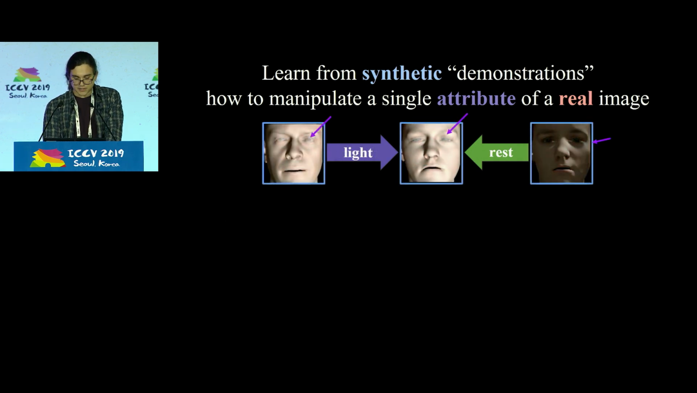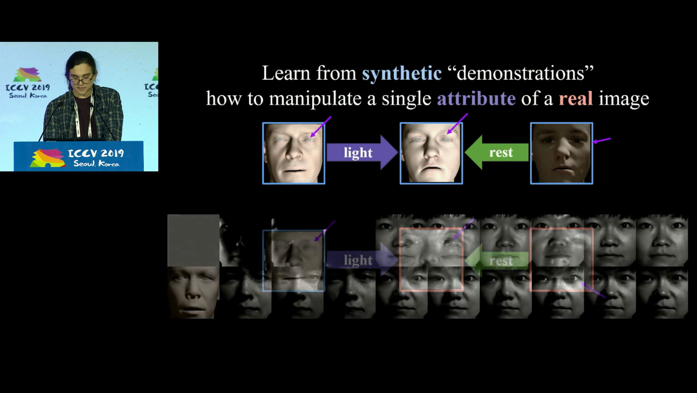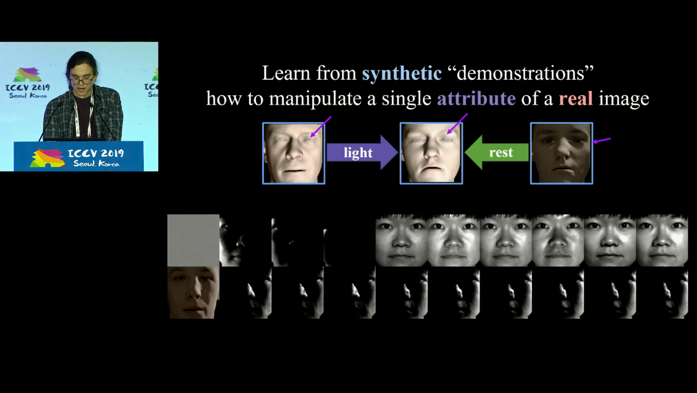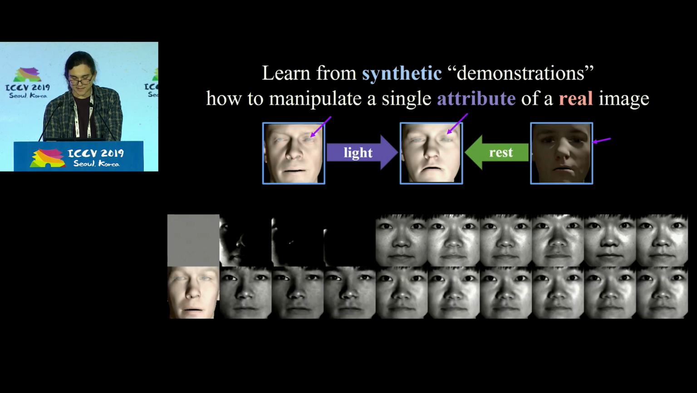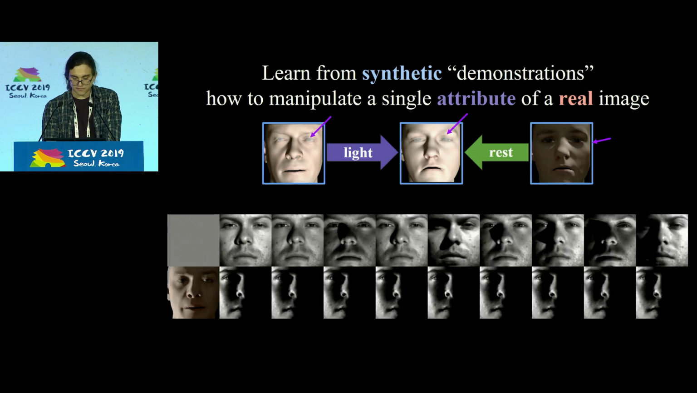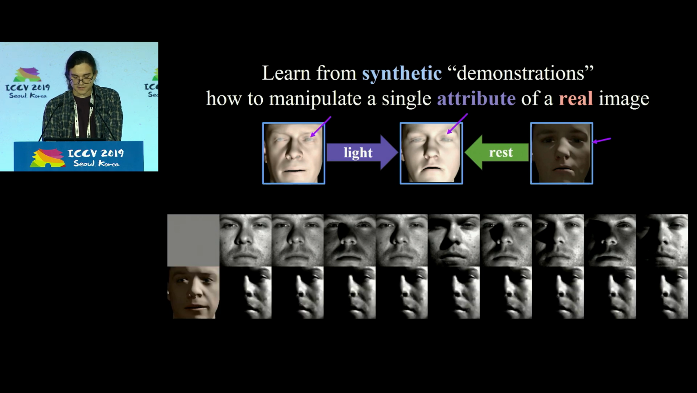Our model is not limited to mouth expression and can be applied to any attribute that could be modeled synthetically. So, for example, if we provide it with examples of what it means to modify lighting on synthetic faces, it successfully learns how to manipulate lighting on real faces. It preserves all other attributes of real inputs, such as identity and expression, and completely ignores the lighting of the real input, which is exactly what we want. The lighting of manipulated images is determined solely by the synthetic inputs.